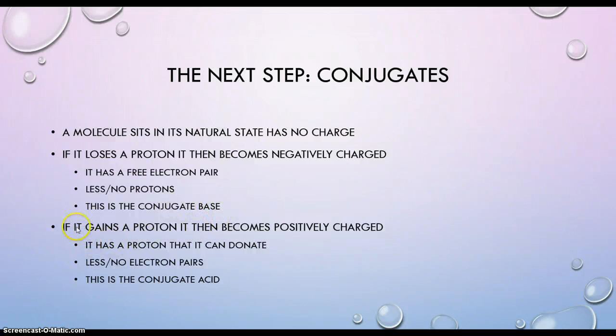And if it gains a proton, then it becomes positively charged. It has a proton that it can donate now, but it has less electrons or no electrons. And so this is what's called the conjugate acid. And I'm going to get a picture for y'all to explain it.